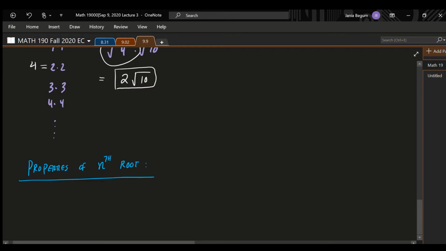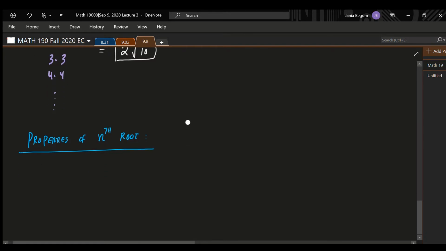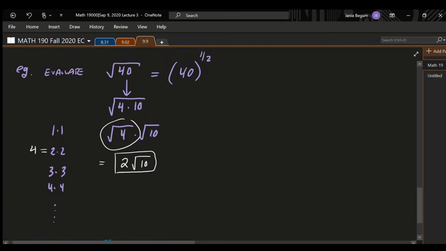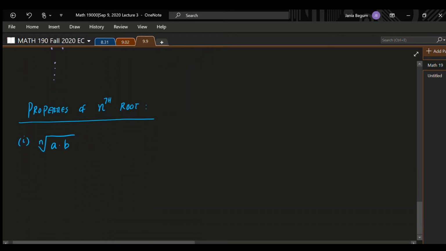Okay. So think of it this way. Say you have the nth root of a times b, which we did just on this example. You can think of a as 4 and b as 10. You're allowed to separate the radicals. Well, why are we allowed to do that?